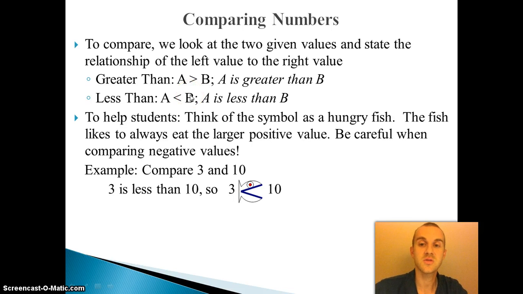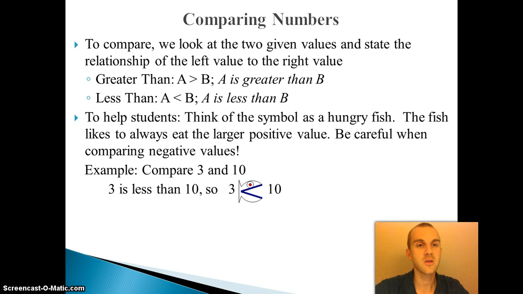One way we can help students with this is by using some sort of analogy of a hungry animal, like an alligator or a fish. And that animal always wants to eat the larger positive value. That's why it's opening up. Its mouth is opening towards the larger value.